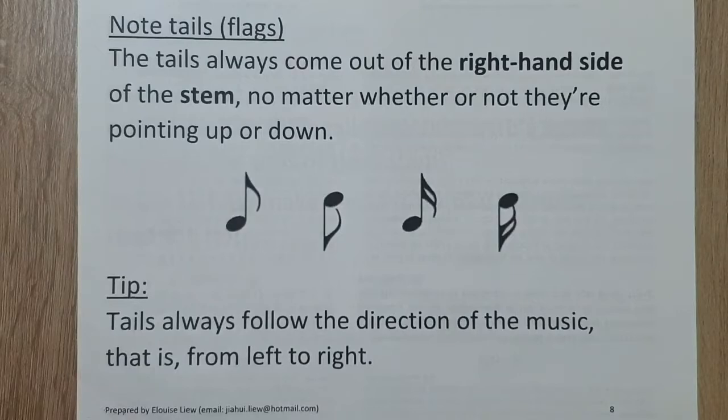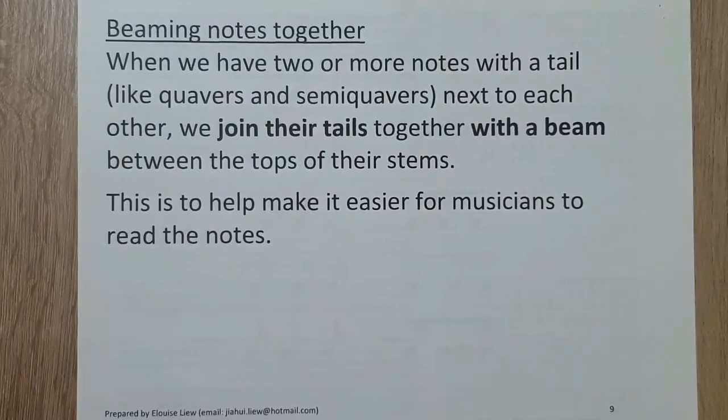Tails always follow the direction of the music, that is, from left to right. Because when you read music, you read from left to right, right? So that's how we remember where the tails should be drawn. We're going to learn how to beam notes together.